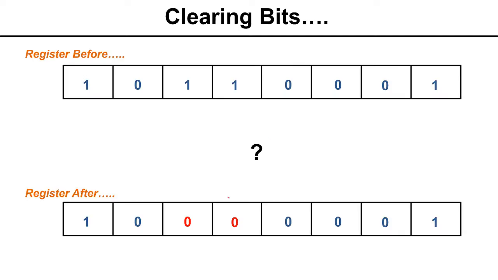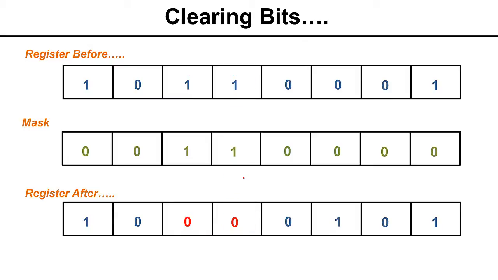Now, what if I want to clear a bit? For example, if I have this one and this one, and I want them to go to a 0 and a 0, how do I get from there to there? Well, let's look at a mask. I said a mask is a number where we set a 1 in the place where we want to do the bit operation.